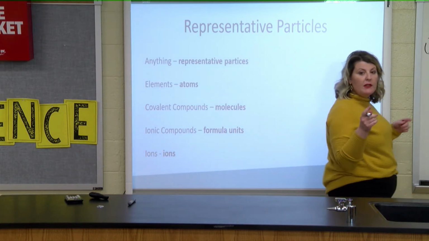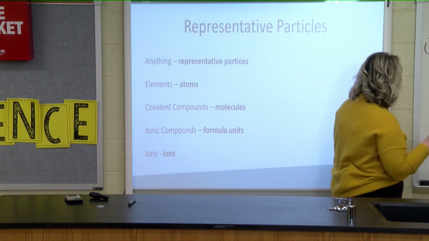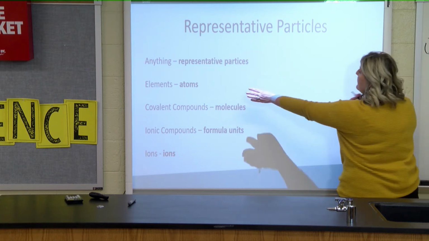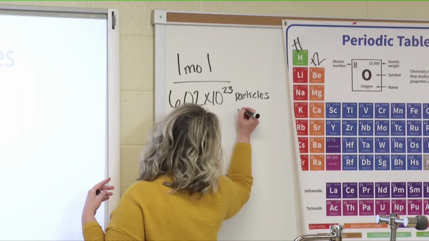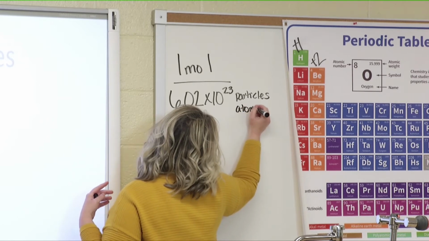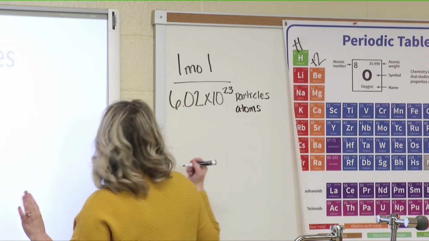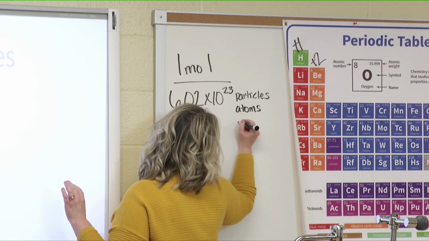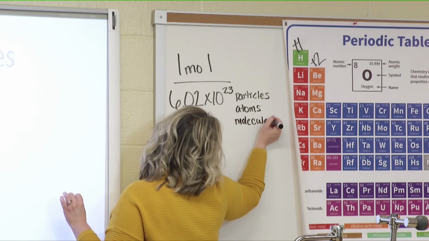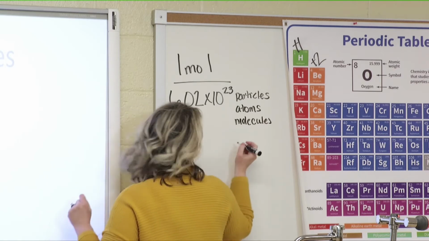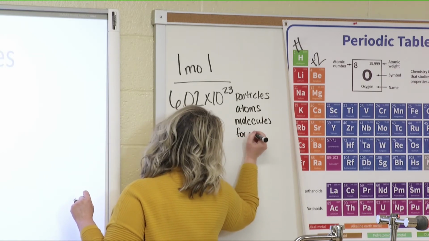You can absolutely use a couple other words instead of particles. So for example, if you have an element, you're not going to use the word particle, you're actually going to use the word atoms to describe an element. If you have a covalent compound, you're going to use the word molecules. If you have an ionic compound, you're going to use the word formula units.